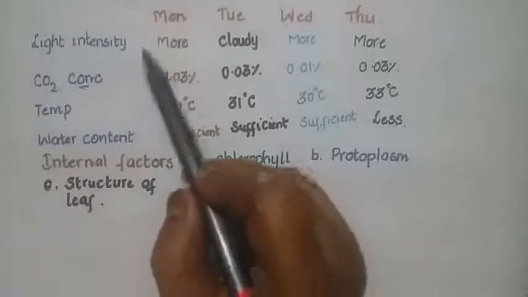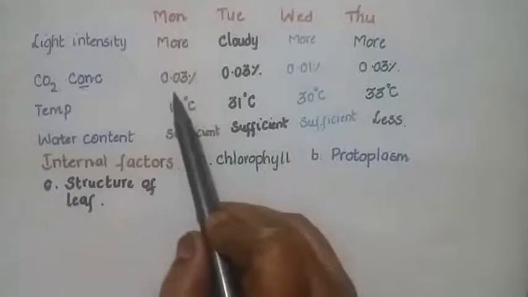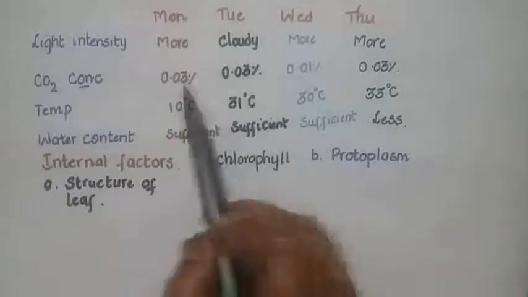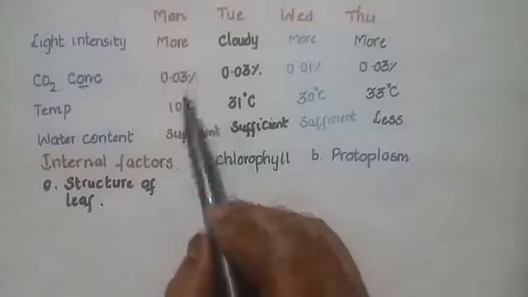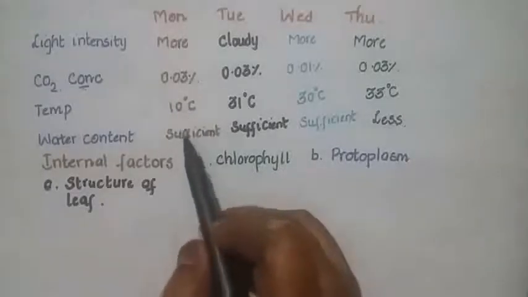So Monday there is a more intensity of sunlight. There is 0.03% of carbon dioxide, which is a suitable amount to carry out photosynthesis, and the temperature is around just 10 degrees Celsius and the plant has sufficient water.